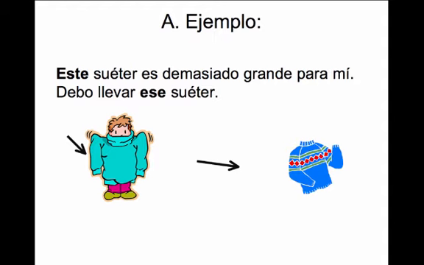Este suéter es demasiado grande para mí. Debo llevar ese suéter. So what do you think este and ese mean? Notice the arrows and the sweaters and where they are in reference to the person talking. So you may have figured out that este means this sweater, este suéter, and ese means that.